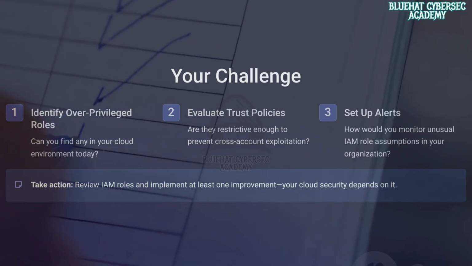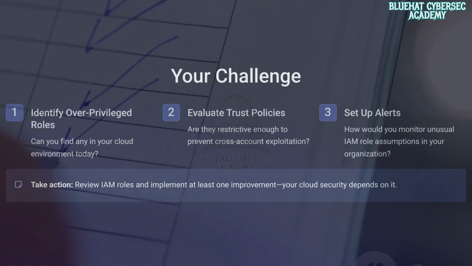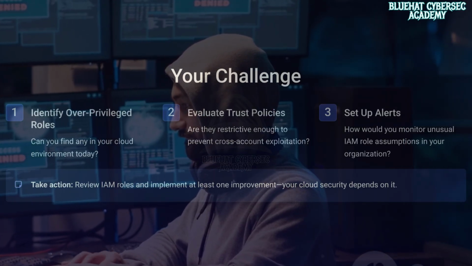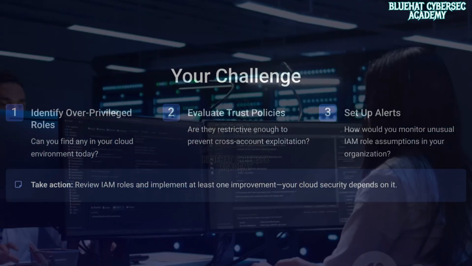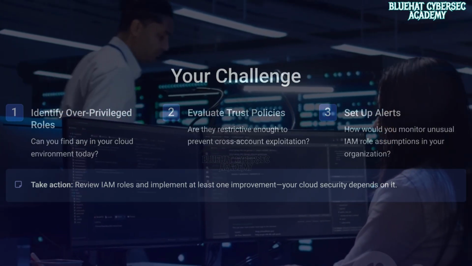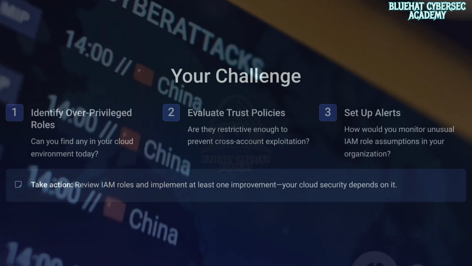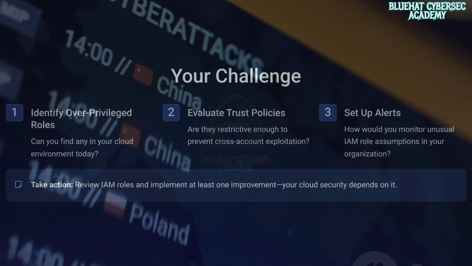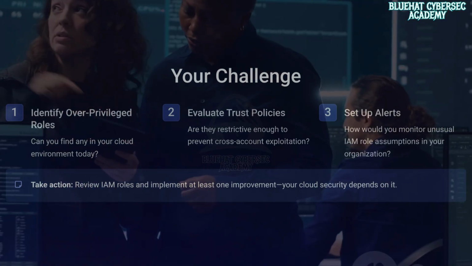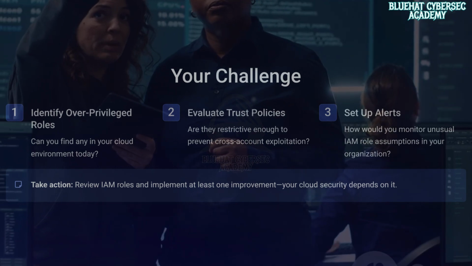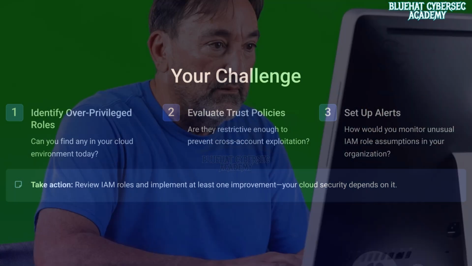Challenge for you. Think about these questions and see if you can answer them. First, can you identify any overprivileged roles in your cloud environment today? Second, are your trust policies restrictive enough to prevent cross-account exploitation? And third, how would you set up alerts for unusual IAM role assumptions in your organization? Take a few minutes to review your IAM roles and implement at least one improvement. Your cloud security really depends on it.